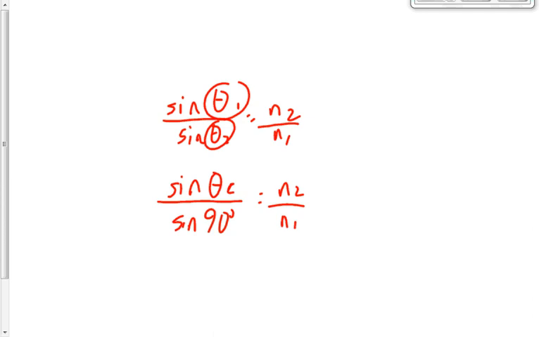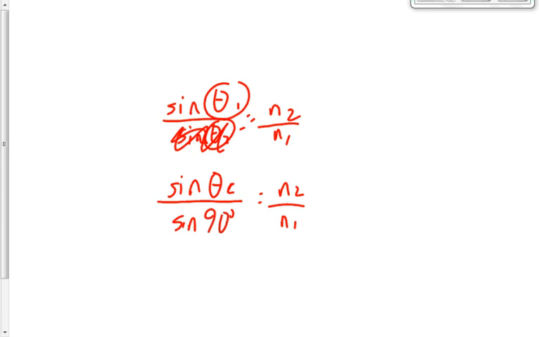Now, a couple pieces of good news. Number one is that sine 90 is 1. So whenever you're doing a critical angle problem, you can always just drop this if you want, because the bottom number is always going to work out to be 1.